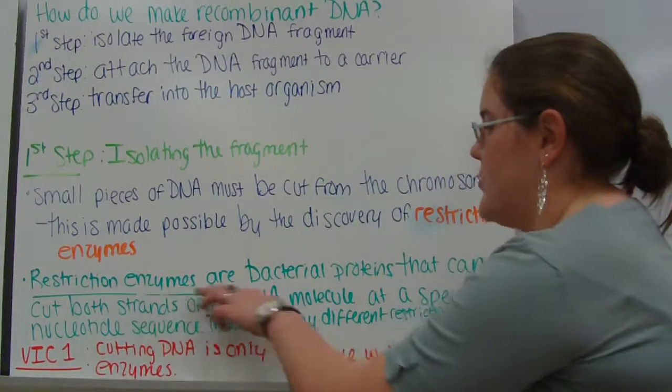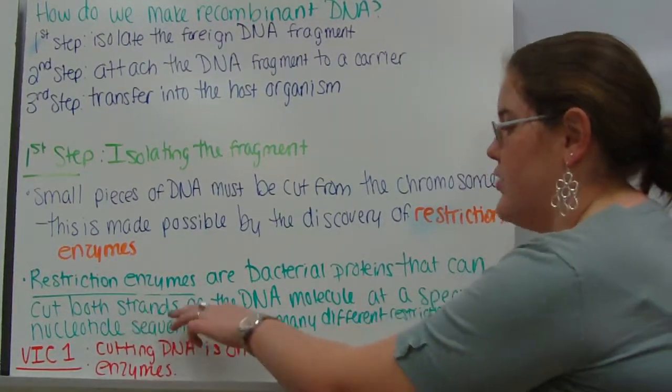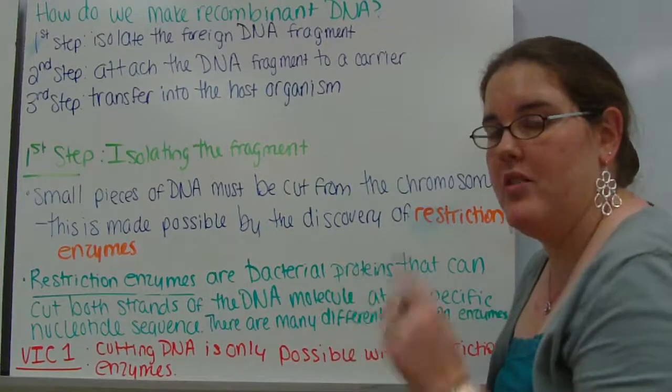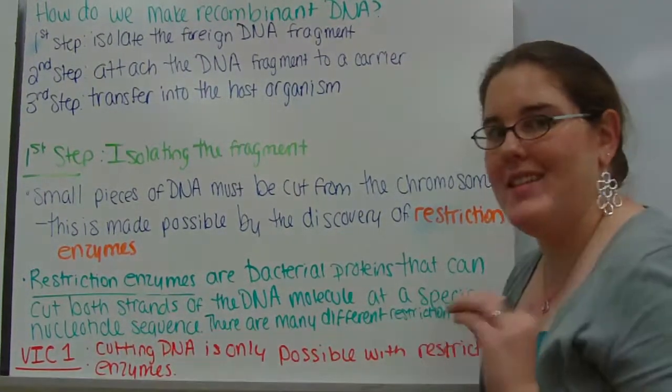So restriction enzymes are bacterial proteins that can cut both strands of the DNA molecule, both strands, both sides, at a specific nucleotide sequence. So that's the key.